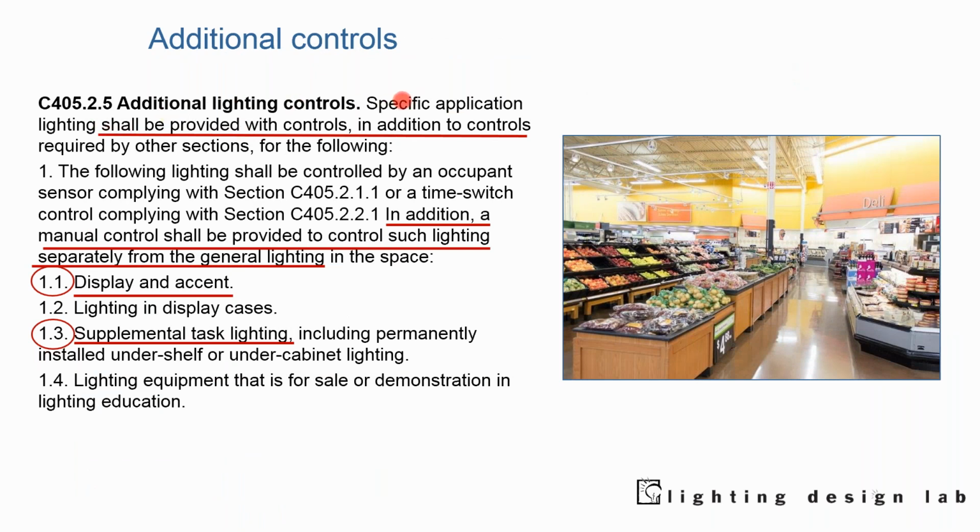Additional lighting controls. Specific application lighting controls shall be provided with controls in addition to the controls required by other sections. In addition, a manual control should be provided to control such lighting separately from the general lighting. So if you're doing accent or display lighting, that would be in addition to your general lighting, but you have to have it controlled separately. Supplemental task lighting, display cases, things of that nature.